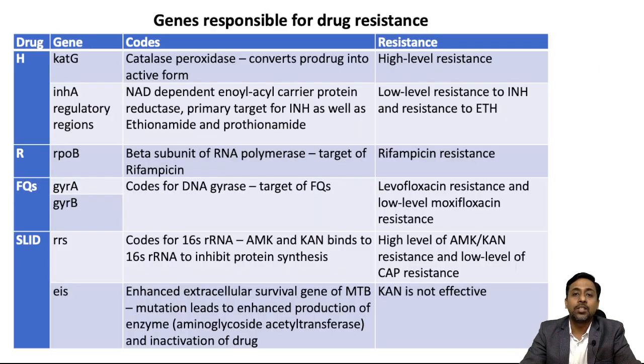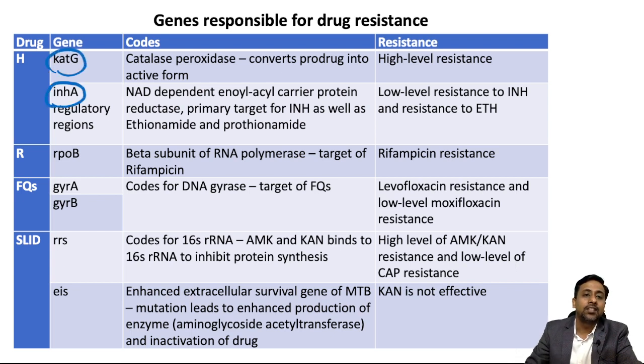Now, what are the genes responsible for drug resistance? So for isoniazid, the genes responsible are, the first is KATG and the second is INHA. This KATG codes for catalase peroxidase, which converts isoniazid, which exists in prodrug form, into the biologically active form. So mutation in this gene leads to development of resistance to isoniazid, and that is actually a high level resistance. That means even a higher dose of isoniazid cannot overcome this mutation.